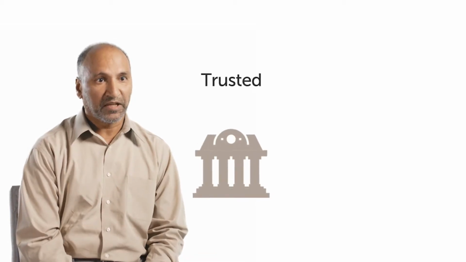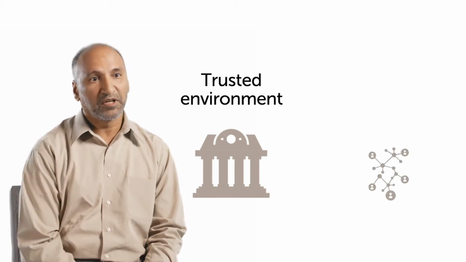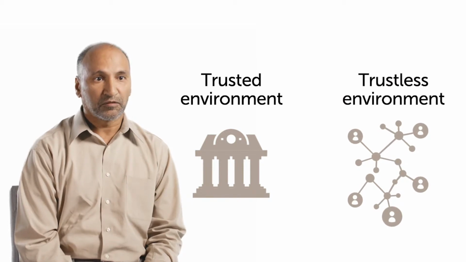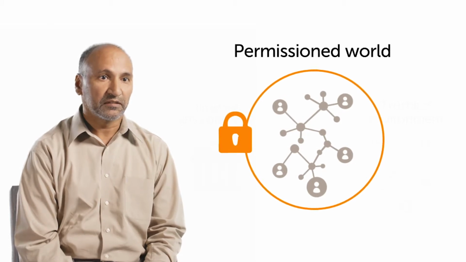If you think of a continuum, on one hand you have centralized institutions where you place 100% trust, and on the other hand you have cryptocurrencies, which are completely trustless. Somewhere in between you could have a permissioned world where they're semi-trusted.